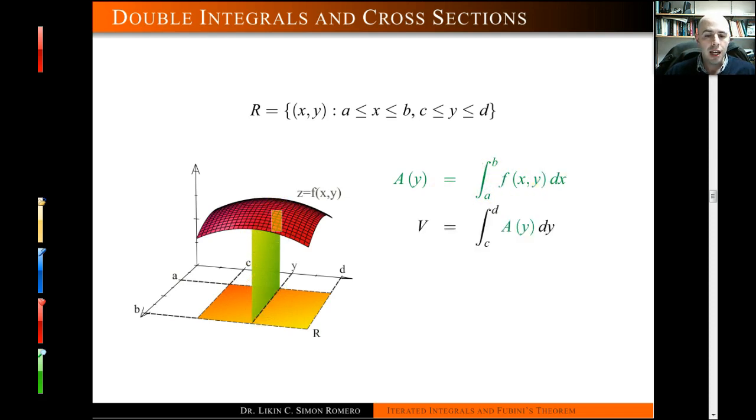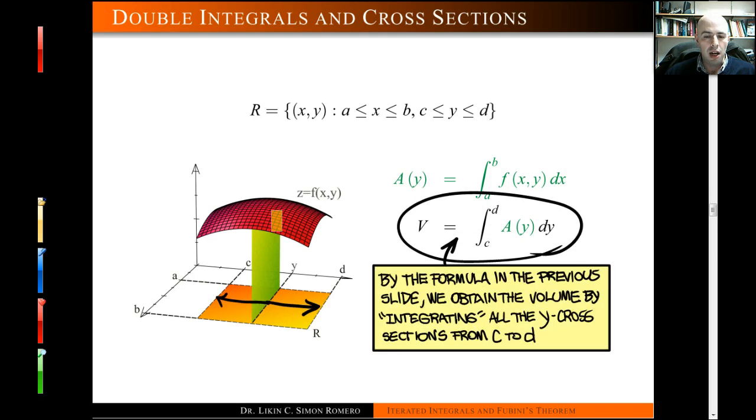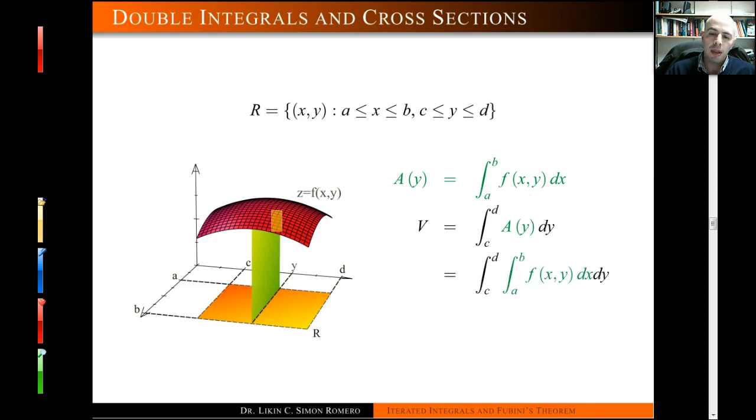Once we have this area, the volume is going to be the integral from c to d of the area A of y. This is by the formula in the previous slide. We obtain the volume by integrating all the y cross sections from c to d. Remember that A of y was just this green integral over here, so I put it over there.